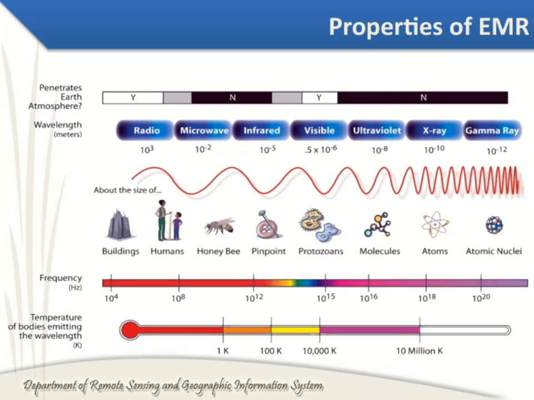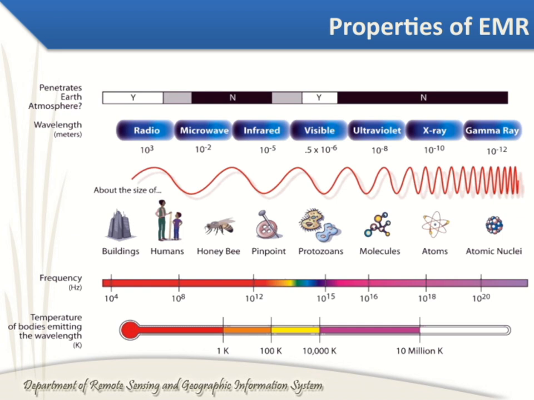Let's take a closer look at the properties of EMR, or electromagnetic radiation. First, one of the most fundamental aspects is wavelength. This is essentially the distance between successive peaks of the wave, and it determines many of the wave's characteristics. Shorter wavelengths, like X-rays, have higher energy, while longer wavelengths, like radio waves, have lower energy. Another key property is frequency, which is how many wave cycles pass a point per second.